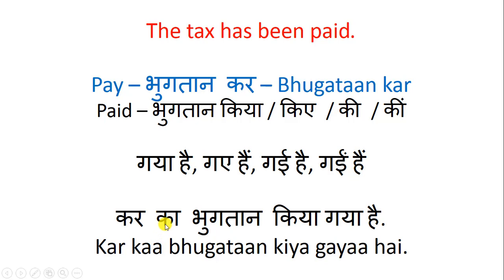Kar ka, so ka is post position, so we have post position after subject. So now, see if this is a noun conjunct verb or adjective conjunct verb. Now this is noun conjunct verb and bhugatan is masculine in Hindi. It means payment, okay. According to this, we will be selecting this and this. So, bhugatan is masculine and so bhugatan kiya, and for masculine singular we have gaya hai. Kar ka bhugatan kiya gaya hai, the tax has been paid.